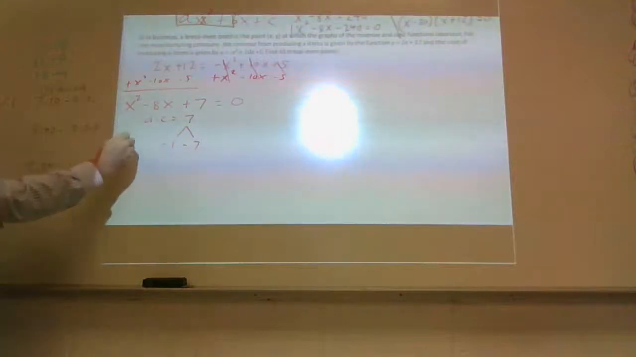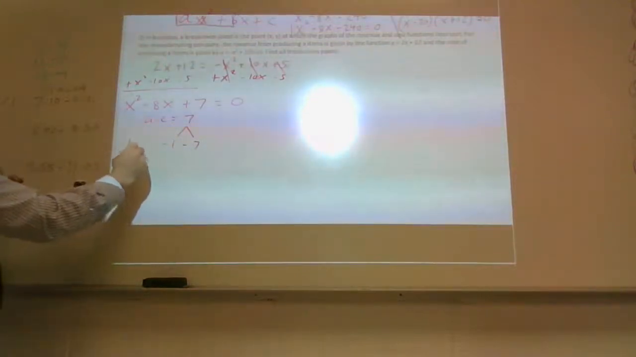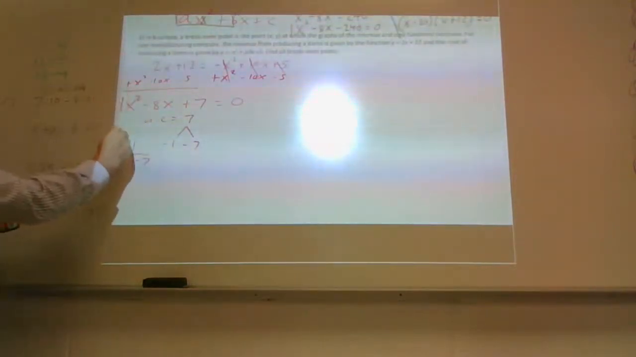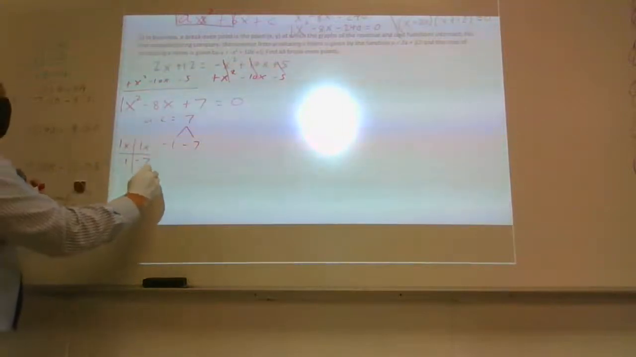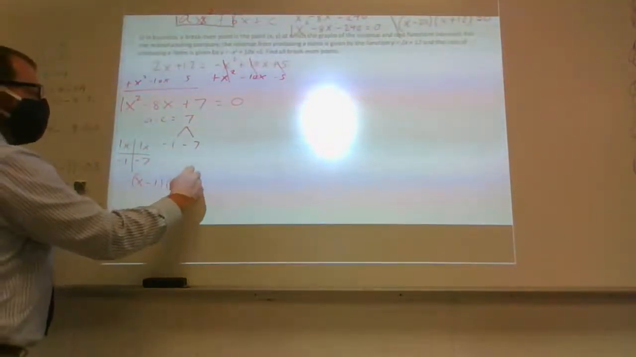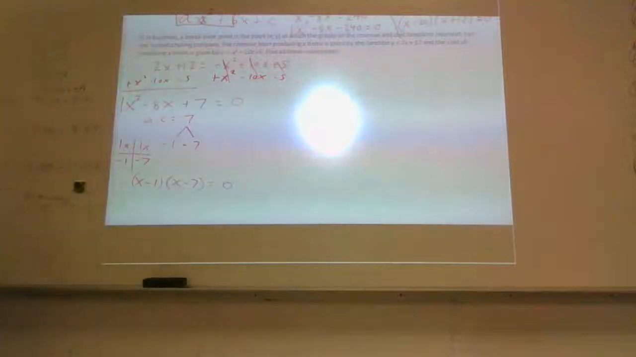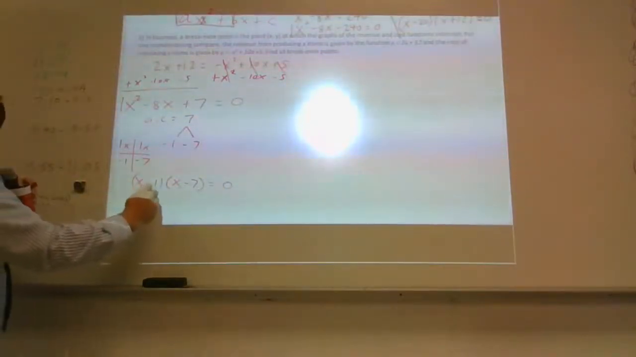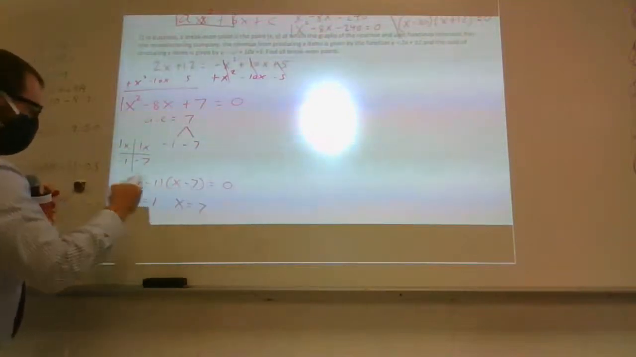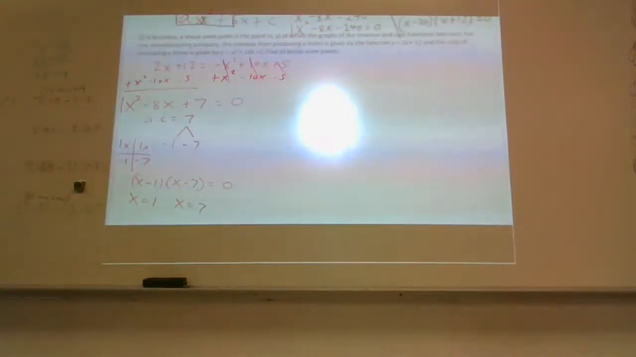You could do a t-chart if you wanted to. Although since it's a 1x squared, you do 1x and 1x. Get x minus 1 and x minus 7 equals 0. That's where you set each of these equal to 0 and you solve. You end up with x equals 1 and x equals 7.